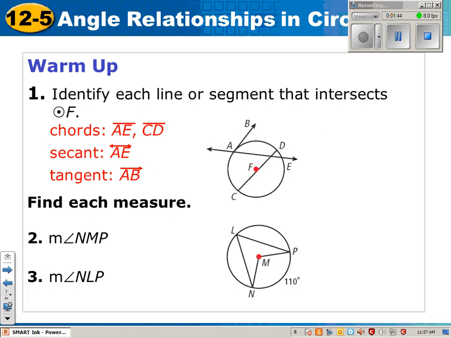What's number two? 110 is correct. Questions on number two?